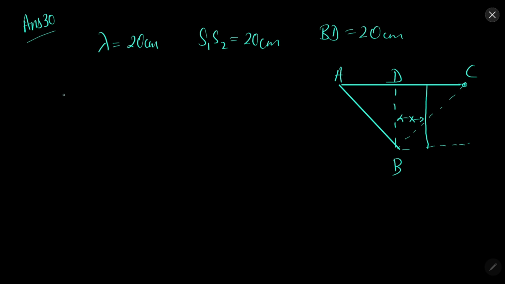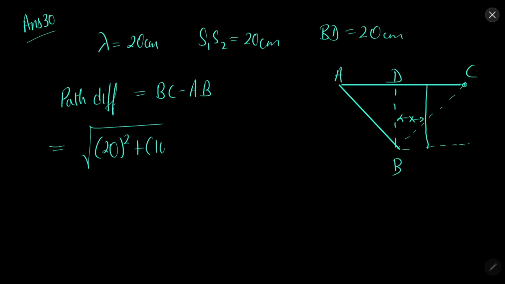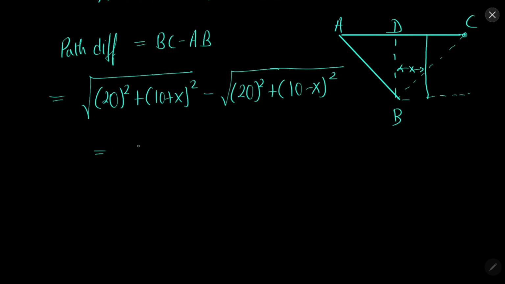So path difference will be equal to BC minus AB, which will be root of 20 square plus (10 plus x) whole square, minus root of 20 square plus (10 minus x) whole square. So the condition for minimum will be (2n plus 1) lambda by 2, where lambda by 2 equals 20 by 2, which will be 10 centimeter.